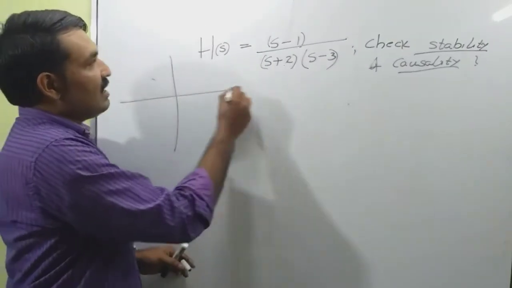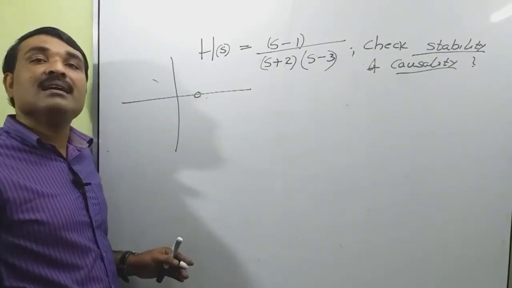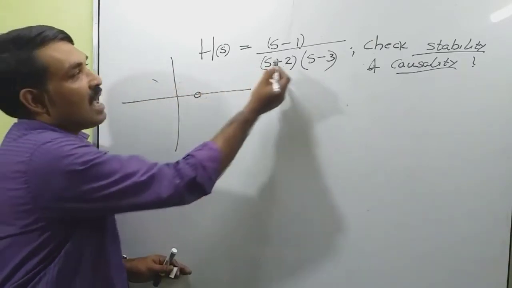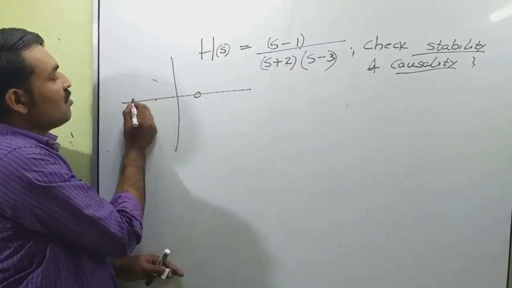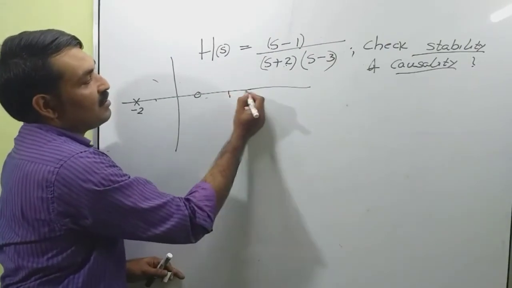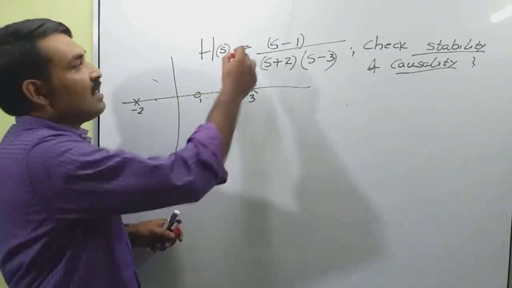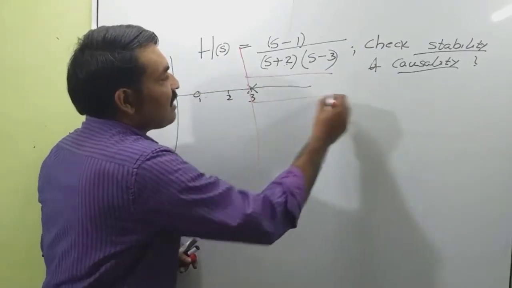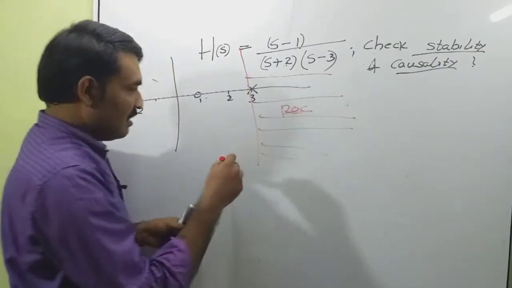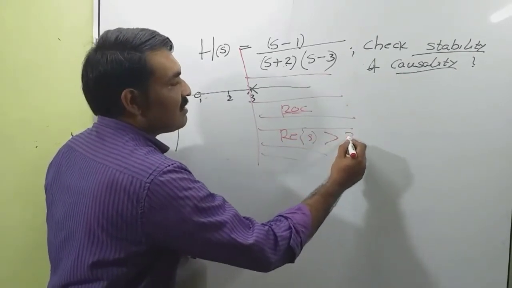In the S-plane, a zero at s = 1 has no role in determining the region of convergence. The region of convergence depends completely on the location of the poles. There is a pole at s = −2 and a pole at s = 3. So we can consider a region of convergence greater than 3. This is one ROC, where the real part of s is greater than 3.